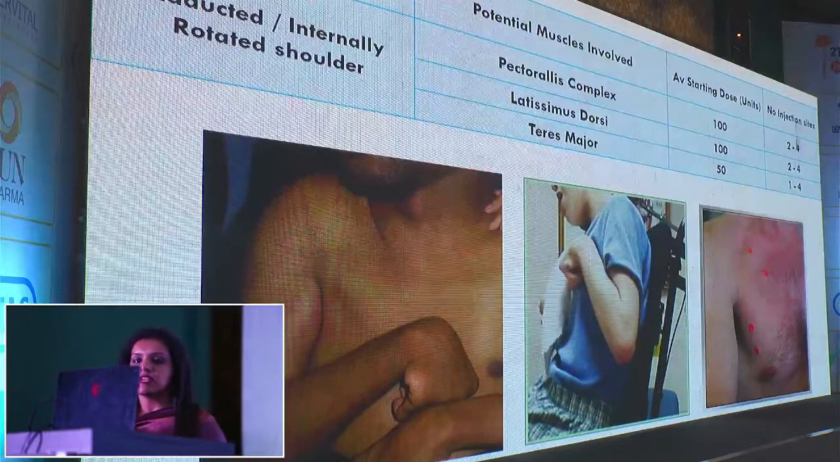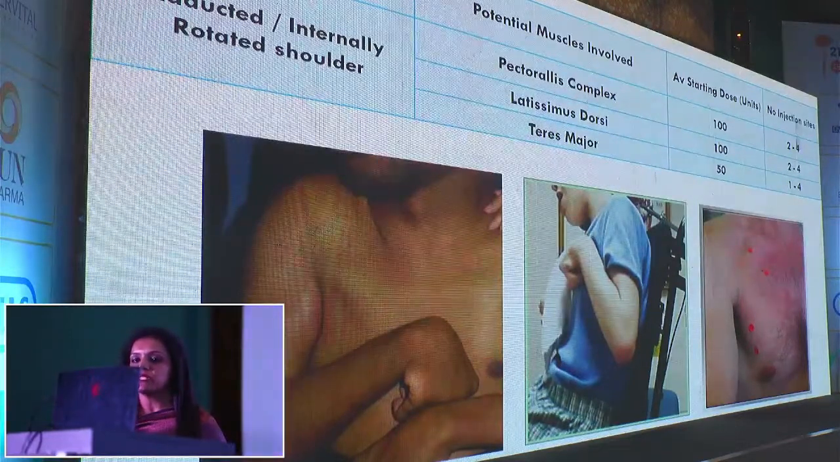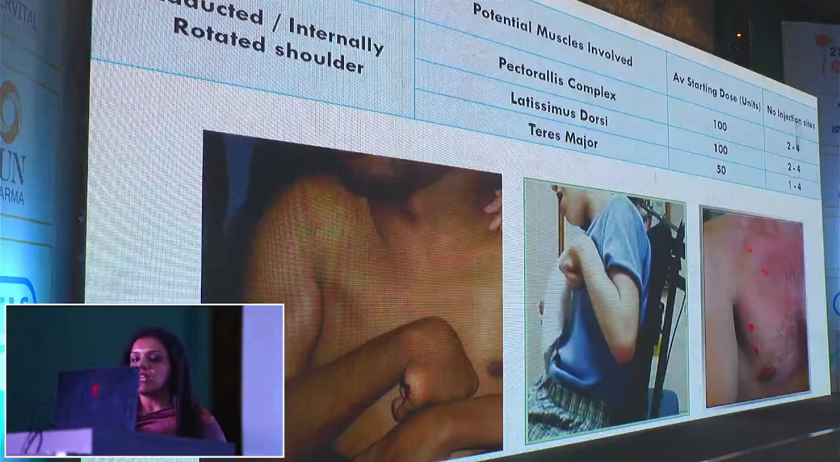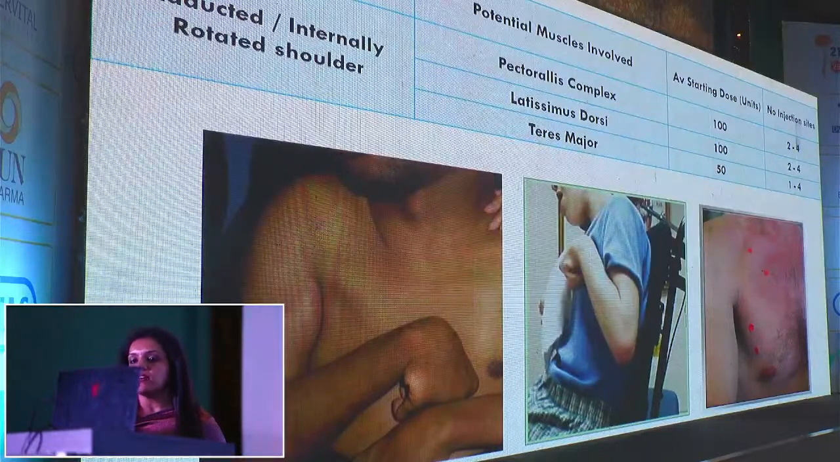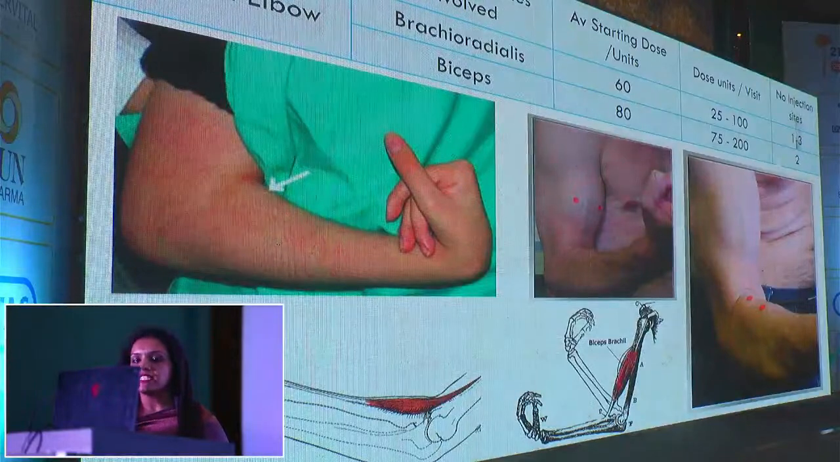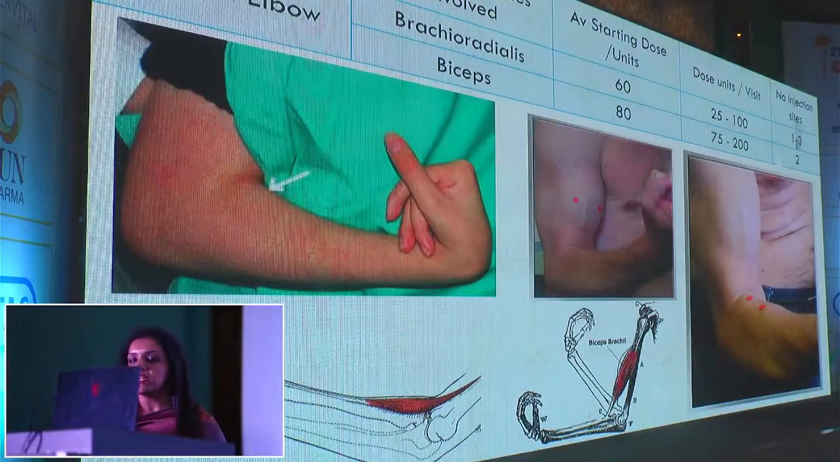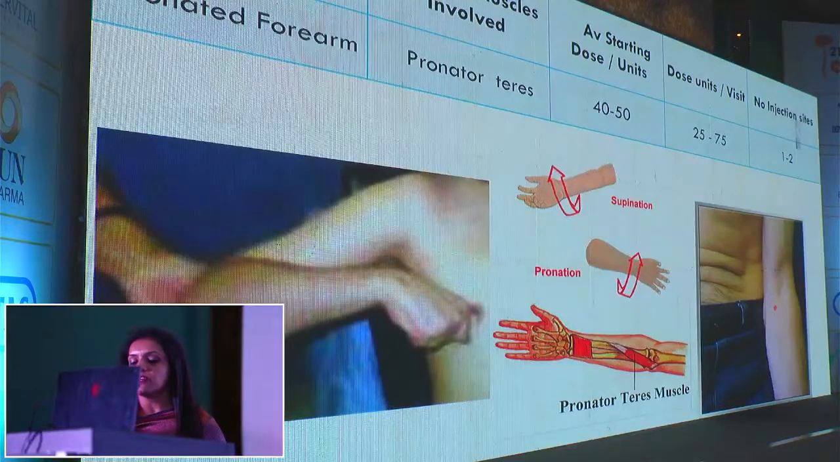As you can see, clinically it is adducted and internally rotated. So potential muscles involved will be pectoralis, latissimus dorsi and teres major. The starting dose can be as high as 100 units for larger muscles. For a flexed elbow, we see that biceps and brachioradialis are involved. So the starting dose can vary from 25 to 100 depending on the patient's spastic status. For a pronated forearm, as you can see, pronator teres is the only muscle which we have to inject.